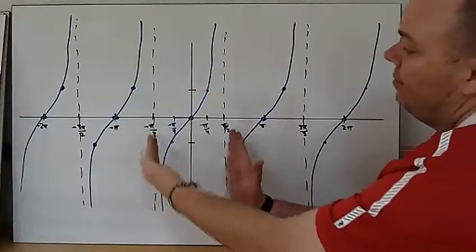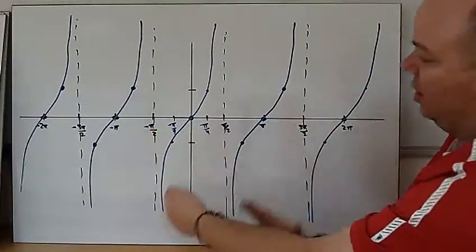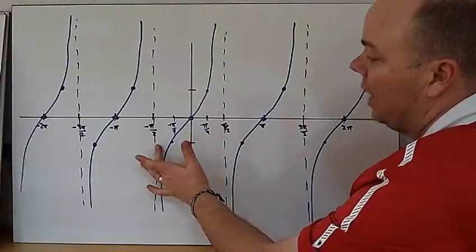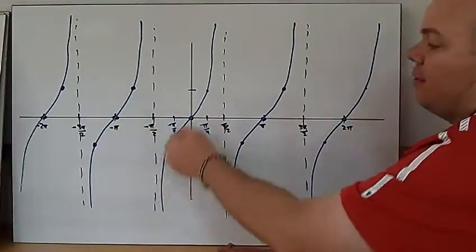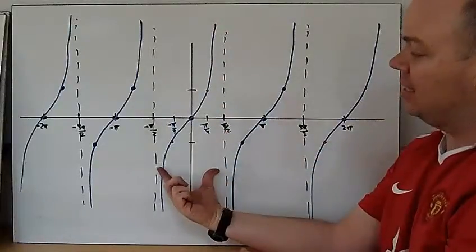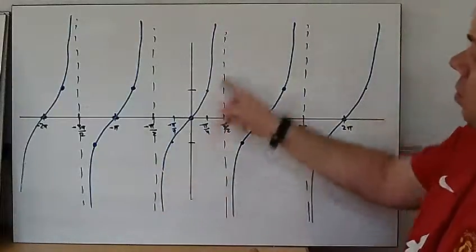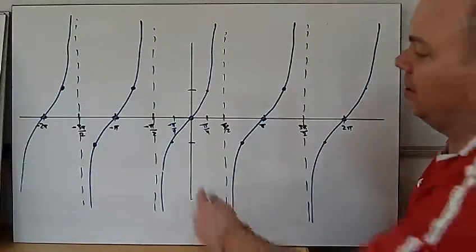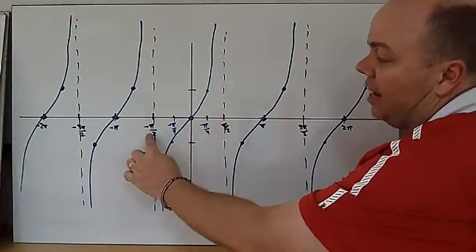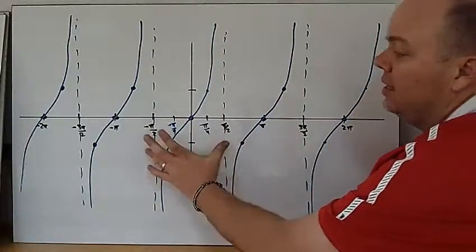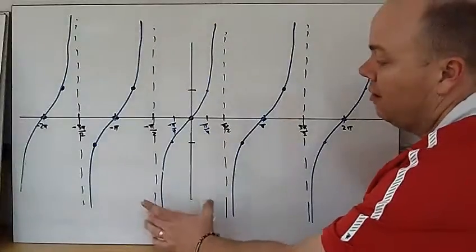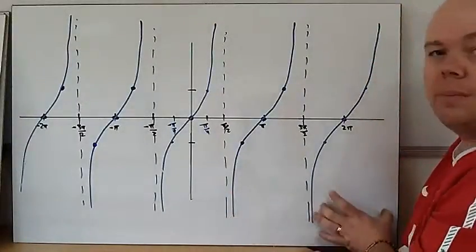So you can see from the graph that the length of the x distance between where the one asymptote is and the next asymptote, then the graph just repeats itself. So this distance is the period. So this is 1 cycle, 2 cycles, 3 cycles, etc. So this distance from negative pi over 2 to pi over 2 means that the period of the tangent graph is pi radians. So every pi radians, it will repeat itself.